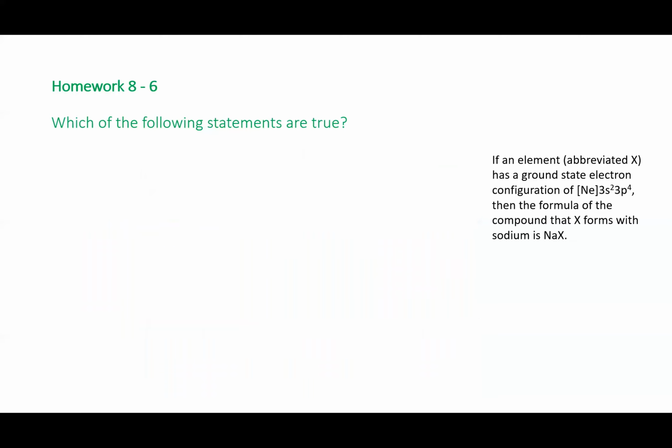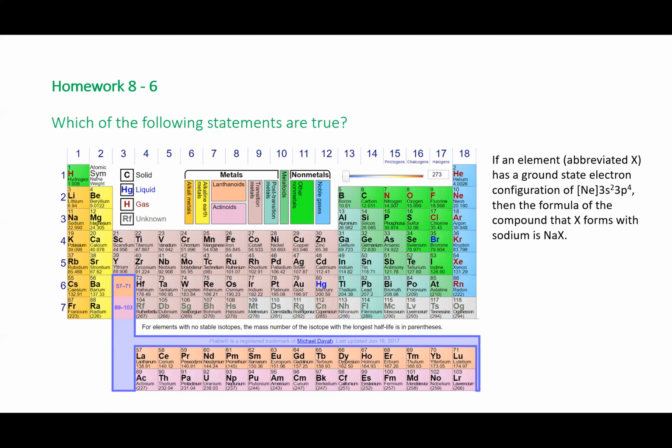Moving on, if an element abbreviated X has a ground state electron configuration of neon 3s2, 3p4, then the formula of the compound that X forms with sodium is NaX. So let's take a look at the periodic table to determine which element this electron configuration refers to for the ground state. So looking here, it says neon, so we locate neon, and it's 3s2. And then we move over, we have 3p4, so count 1, 2, 3, 4, so S.